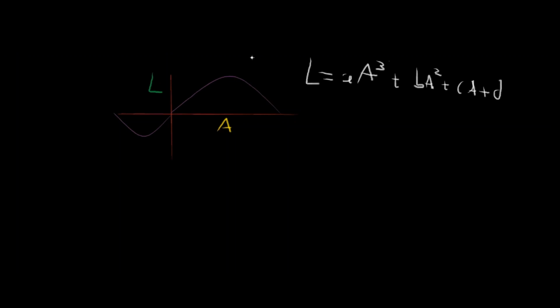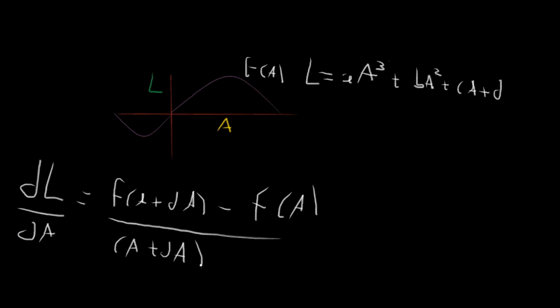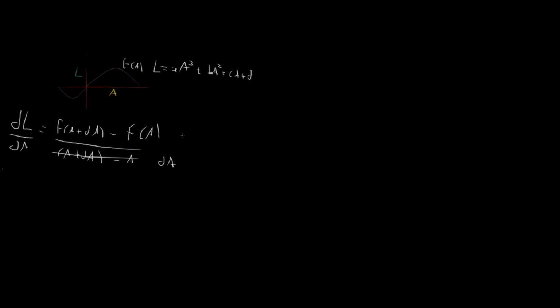Another way to look at it is that our L, or average litter size, is also a function of A, right? So that would mean that dL over dA is equal to f of A plus dA minus f of A, over A plus dA minus A, which is just dA, right? Okay guys, it's going to be hella long, but you're going to be really glad we did it, right?